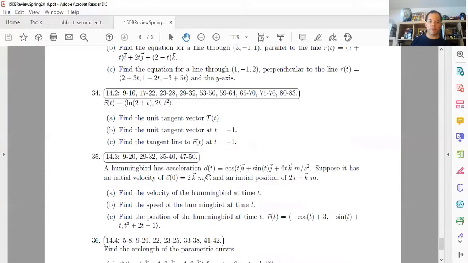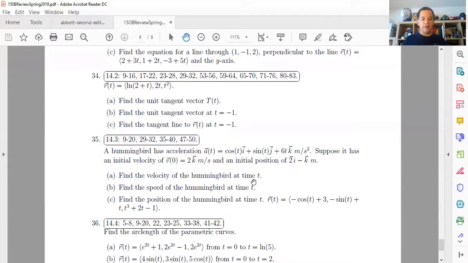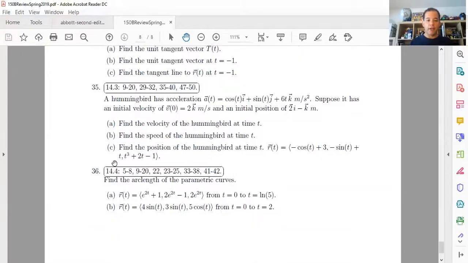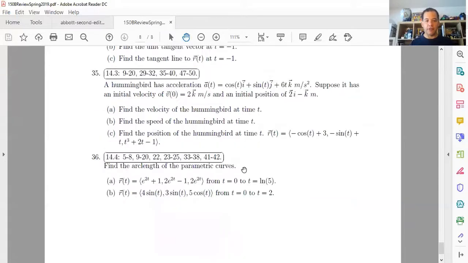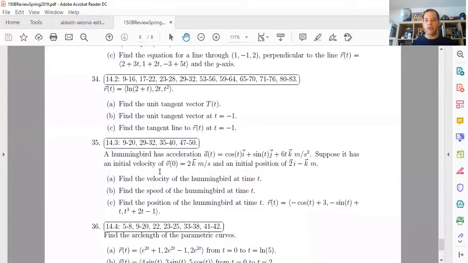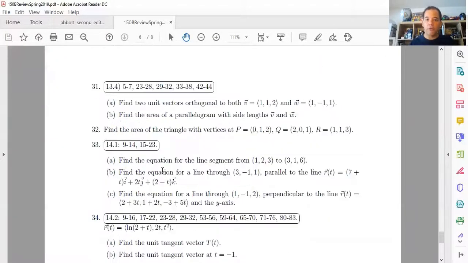Then there are problems about some object that has a specific acceleration and a specific velocity, and you need to find all these other properties of it. And finally, arc length, right? This 14.4, which is this little example that you see right here at the end. Okay, so we're going to go over those.